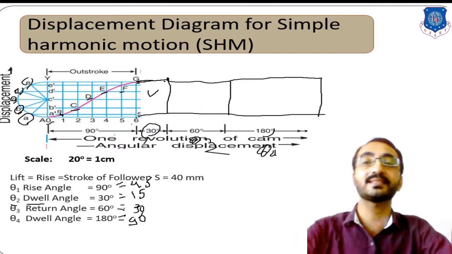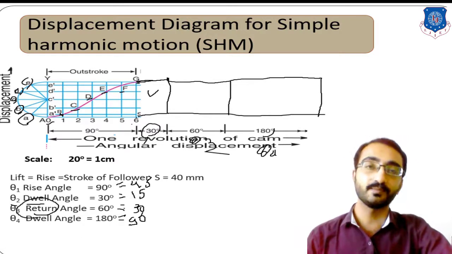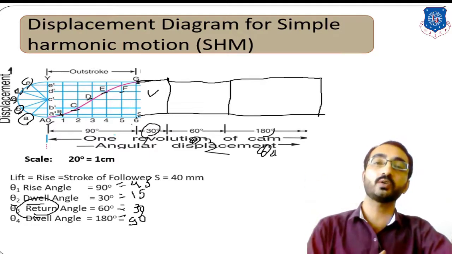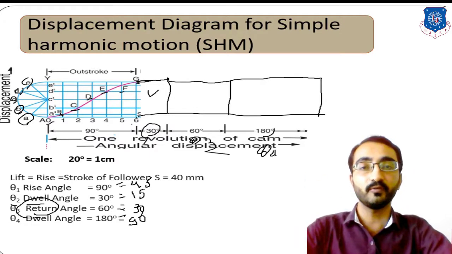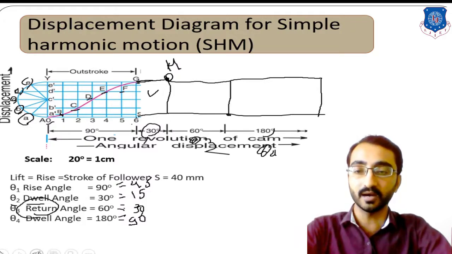Now in phase 3 your follower is again moving with simple harmonic motion, but in this phase it is returning to its original position. So from this starting point, if you consider it as an edge point, it will reach from this edge point to the bottom point. Now how can you sketch this graph?